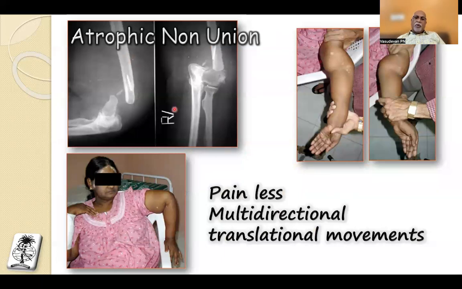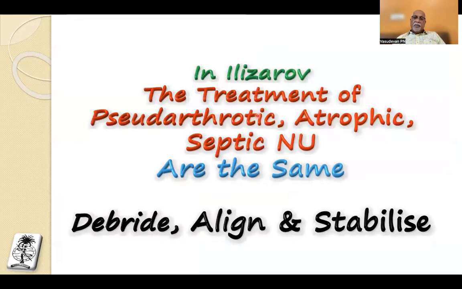So this is an atrophic nonunion where there is no connection between the bones. So what happens, you can translate it medially or laterally, whatever way. You can bring it anterior, posterior, medial or lateral. It's a multi-directional translational movement and absolutely painless.